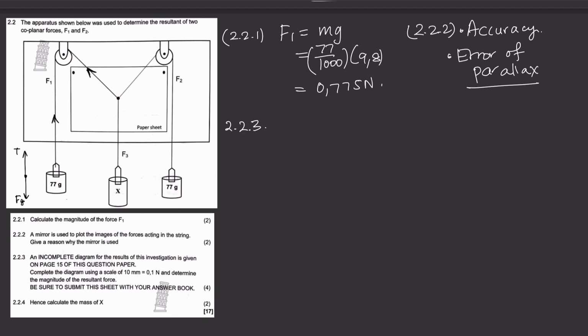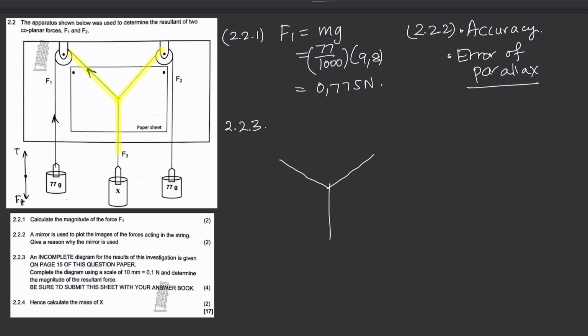2.2.3, an incomplete diagram for the results of this investigation is given on page 15 of this question paper. Complete the diagram using a scale. Obviously I can't use a scale here, but we'll do more or less an estimate. On the page you have a force going down, and you have a line like this, a line like this, and then a line like this. That basically represents this region here.